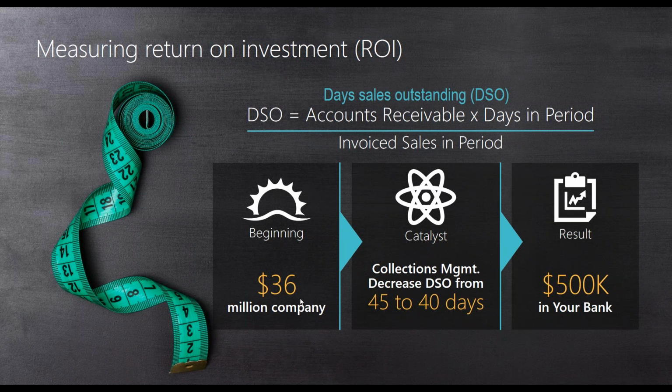So the example I have here on this slide is highlighting for simplicity reasons. If you're a $36 million company today, that's roughly $3 million a month or $100,000 a day, and you implement collections management and use that as a catalyst to decrease your DSO, let's say within the first year of using collections, we've decreased our DSO from 45 days to 40 days, so just down by 5 days. That's going to result in another $500,000 in your bank account.